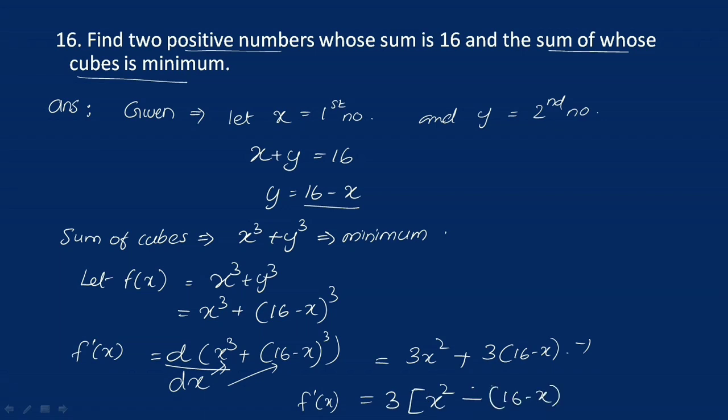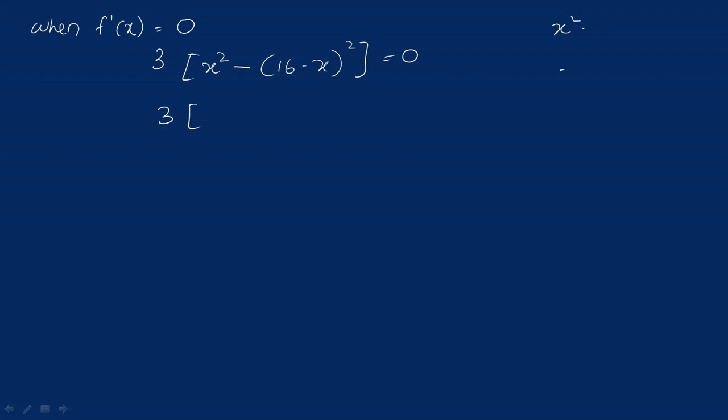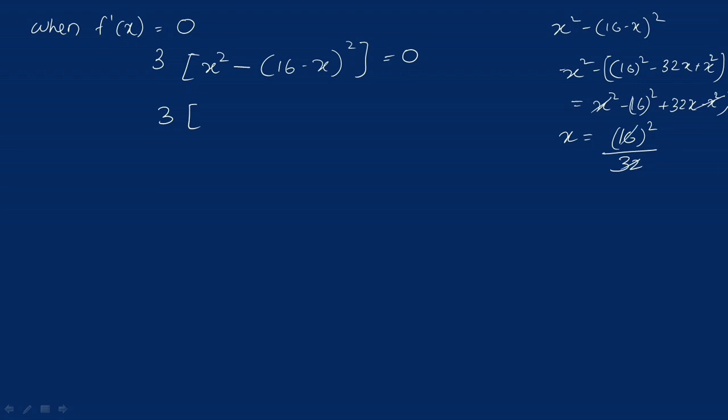Or f dash of x can be written as 3 into x square minus 16 minus x whole square into minus 1. So minus 16 minus x whole square. Or when f dash of x is equal to 0, we can write 3 into x square minus 16 minus x whole square is equal to 0. If we are expanding the terms for 16 minus x square, that is x square minus 16 whole square minus 32x plus x square. Minus is taken into the bracket. So we have x square minus 16 whole square plus 32x minus x square.